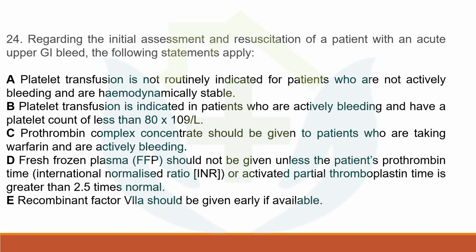Now, regarding the initial assessment and resuscitation of a patient with an acute upper GI bleed, the following statements apply. Upper GI bleed question, very direct, simple question I have kept. Platelet transfusion is not routinely indicated for patients who are not actively bleeding and are hemodynamically stable. Platelet transfusion is indicated in the patients who are actively bleeding and have a platelet count of less than 80 into 10 to the power 9.